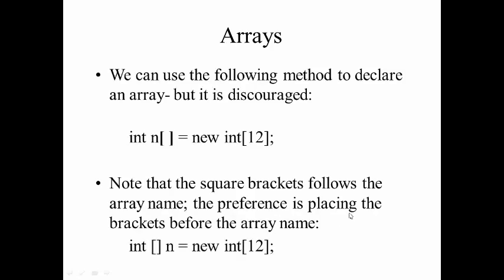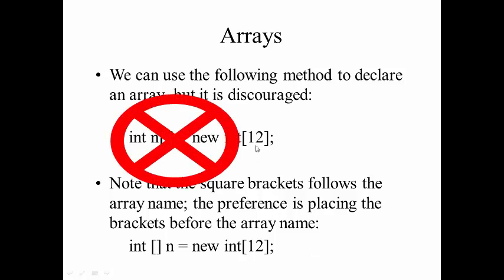And we can use the following method to declare an array, but it is discouraged. This is where you have your data type, your name, and then the brackets right after the name. That is just discouraged. Most of the time it's preferred to place the brackets before the array name, as shown in this second example: int[] n equals new int[12]. So don't do it this way.